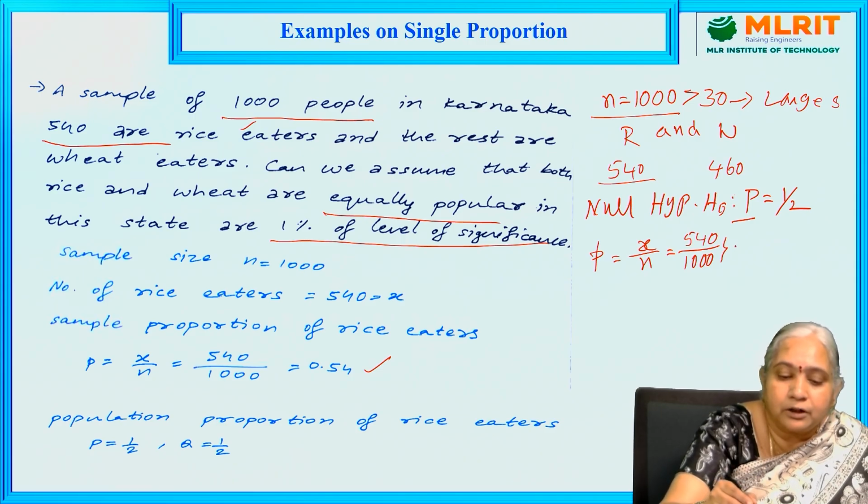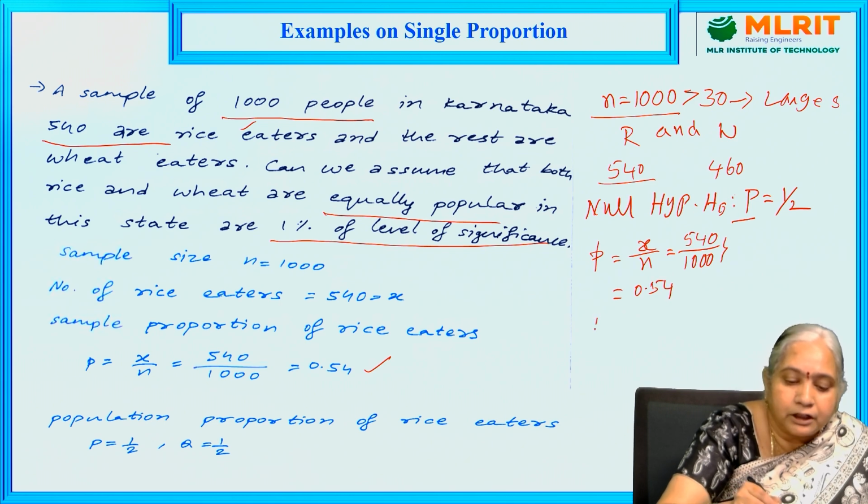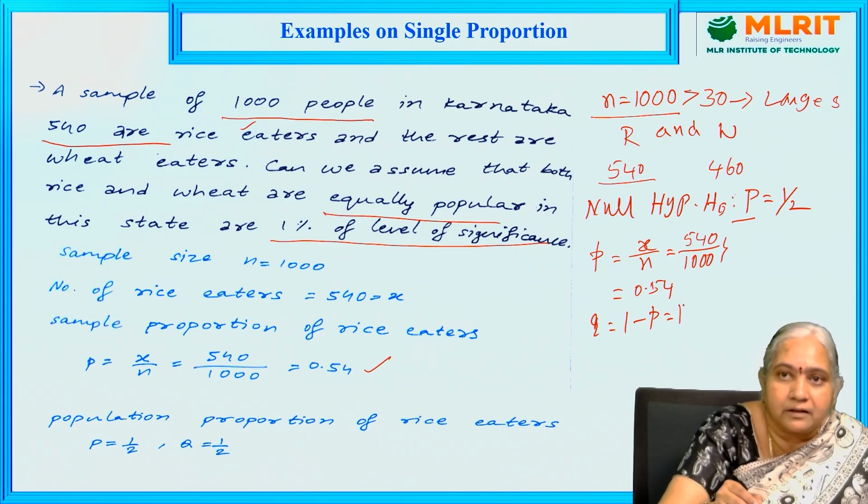If p equal to 0.54, then q equal to 1 minus p. That is 1 minus 0.54.